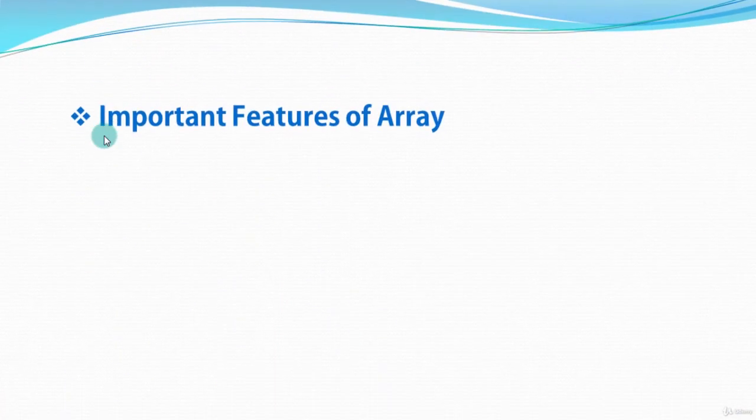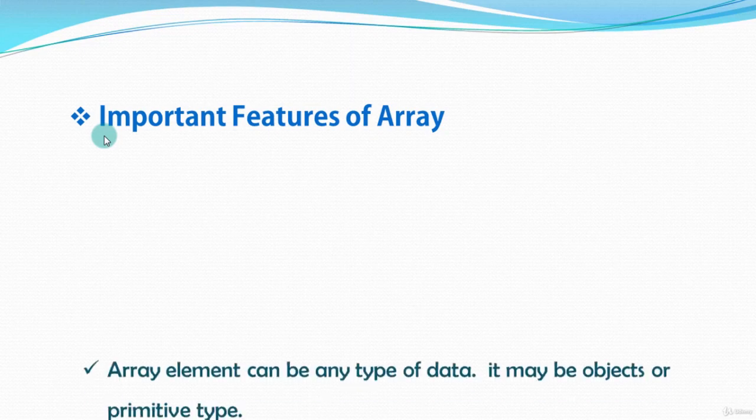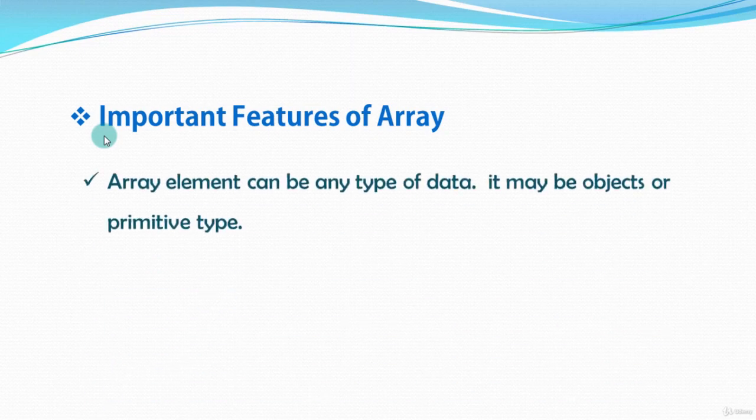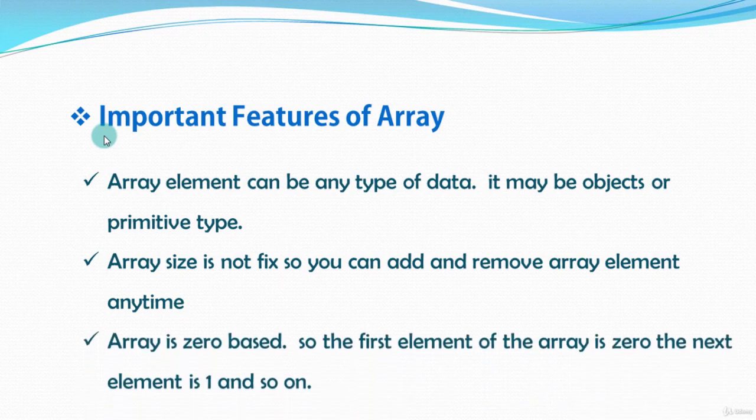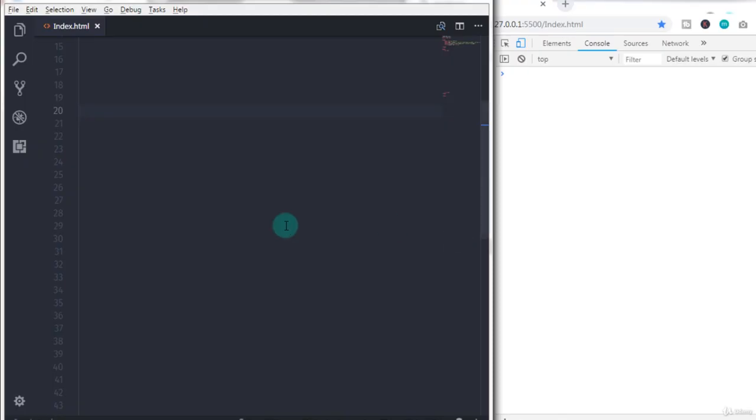So let's take a look at the important features of arrays. Array elements can be any type of data. It may be object or primitive type. Array size is not fixed, so you can add and remove array elements anytime. Array is zero-based, so the first element of the array is 0 and the next element is 1 and so on. To declare an array, we can use square brackets, and to separate elements, use a comma.